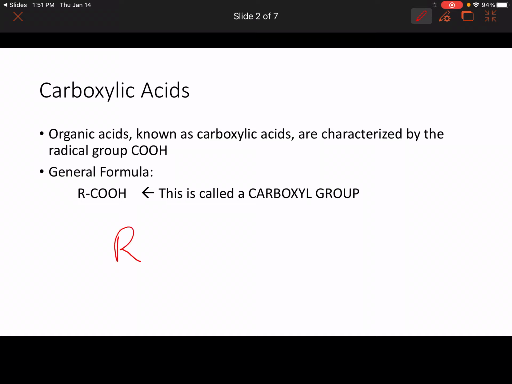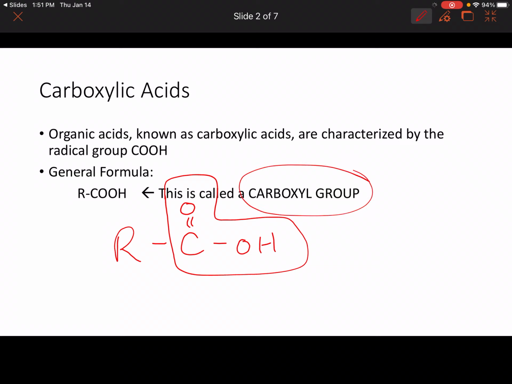And if we were to draw it out, it would look like this. You'd have a double bonded oxygen and then a single bonded hydroxyl group, okay? So this right here is called a carboxyl group, with the COOH. We just abbreviate it COOH in notes often as a way of writing it a little quicker, okay?